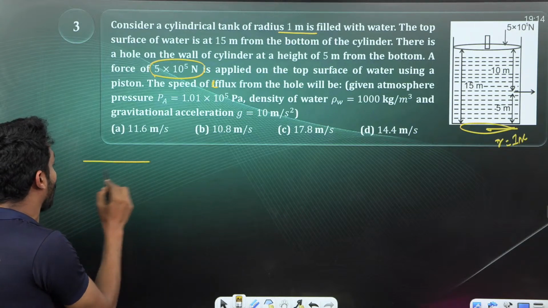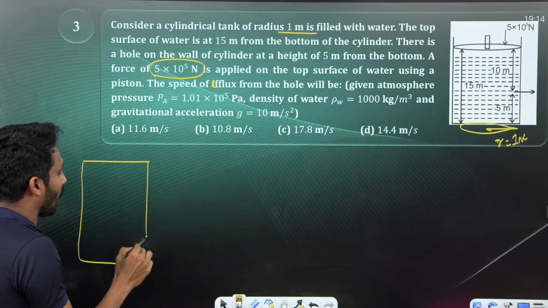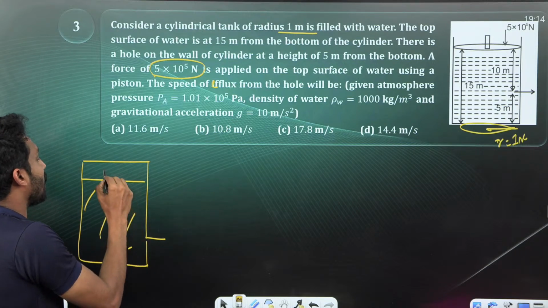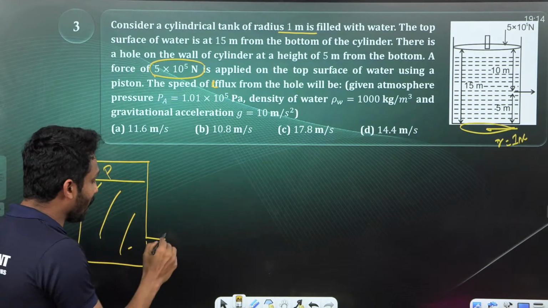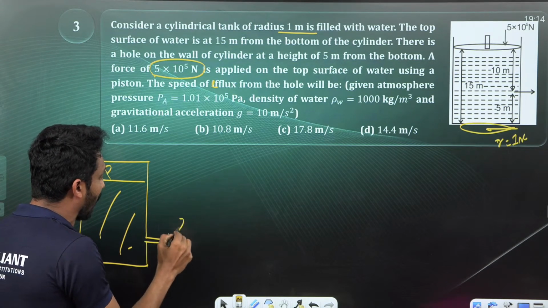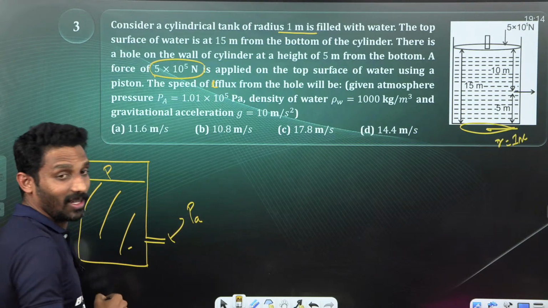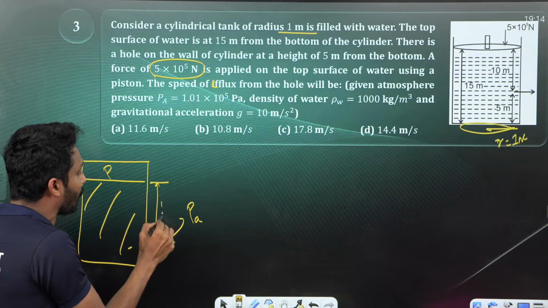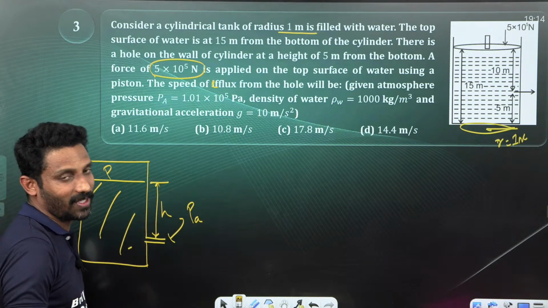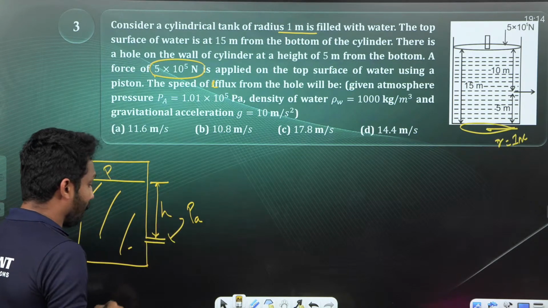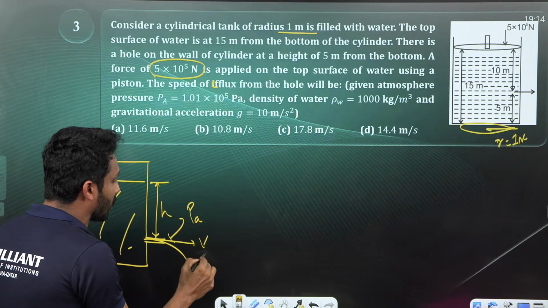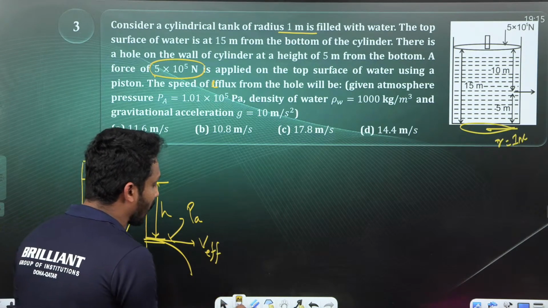In this case, consider liquid is taken in a container. Up to this is the liquid. Here the pressure, let it be P, and here is the hole. Here the pressure is the atmospheric pressure PA. Let this hole be at a depth of h from the liquid surface. Then the liquid will be ejecting through the hole with a particular velocity named velocity of efflux. Clear?